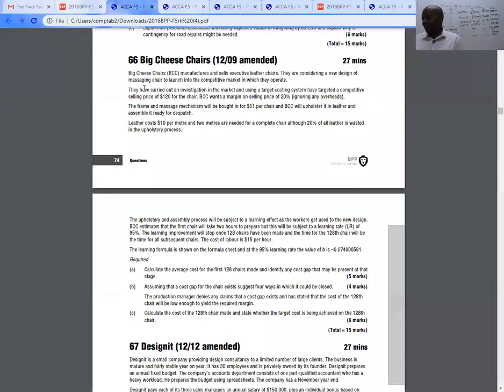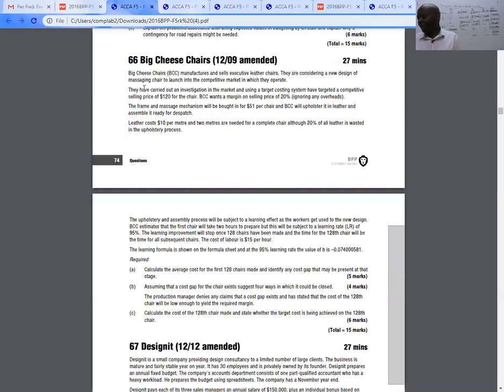BCC wants a margin on selling price of 20%, ignoring any overheads. The frame and massage mechanisms will be bought in for $51 per chair, and BCC will upholster it in leather and assemble it ready for dispatch. Leather costs $10 per meter, and 2 meters are needed for a complete chair, although 20% of all leather is wasted in the upholstery process.